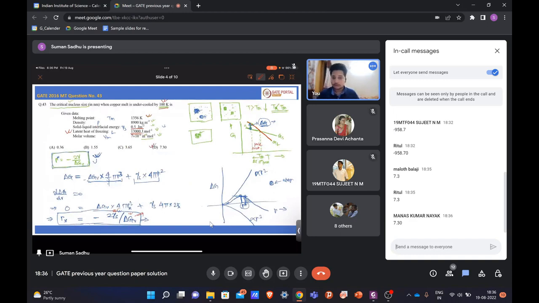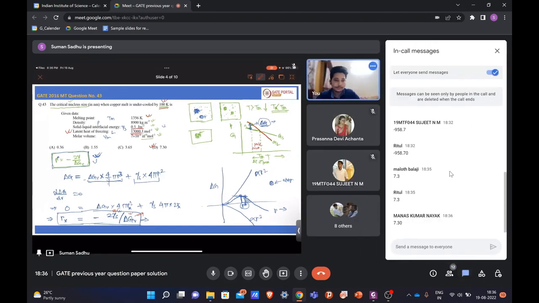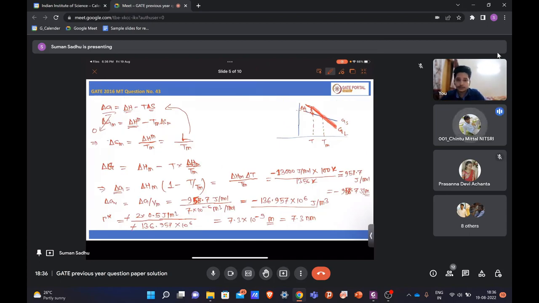So anyone has any doubt here? Because I have explained a lot of things, like how these things are forming and all. So everyone understood how these equations are coming, how the solidification process is actually occurring, and what is the concept of critical nucleus size? Okay. Yes.